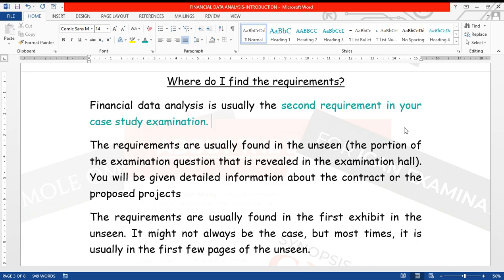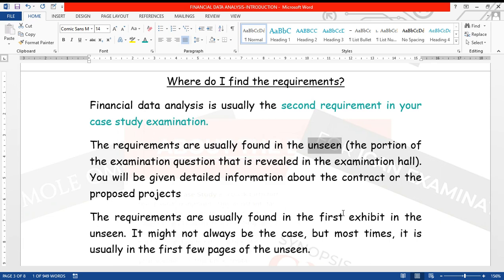Now, the requirements are usually found in the unseen. I explained earlier that the unseen is the portion of the examination question that will be revealed in the exam hall. Two weeks before your exam, a portion of the examination question will be released on the ICAN website where you can download it, but not everything will be shown, obviously. When you enter the examination hall, they'll give you the complete question. So you have the pre-seen, the part you have seen before, and the unseen, the part that you are just going to see in the examination hall. Most times the requirements for the financial data analysis are in the unseen.